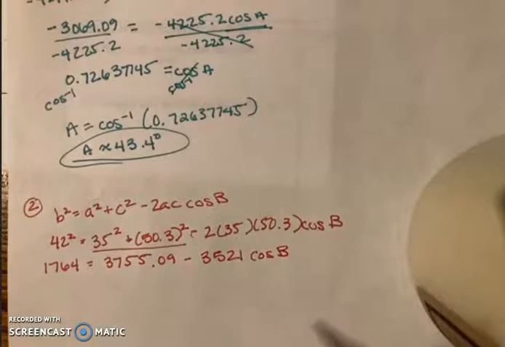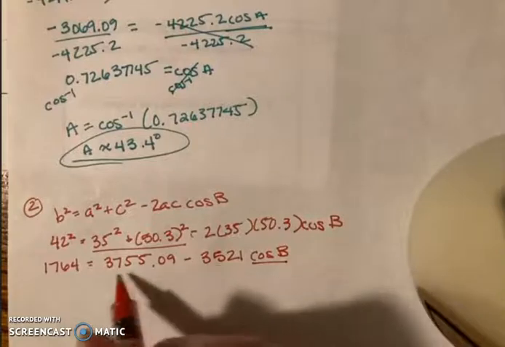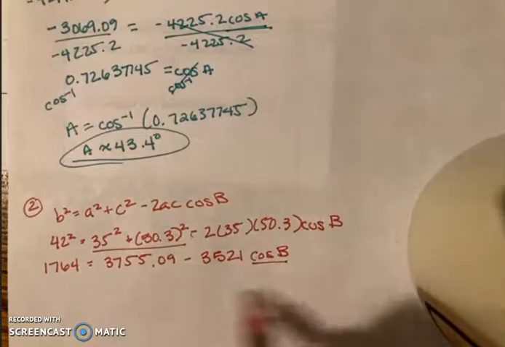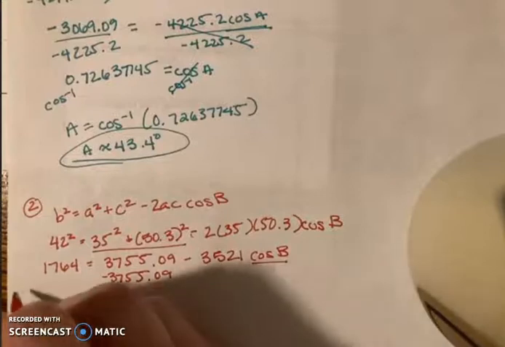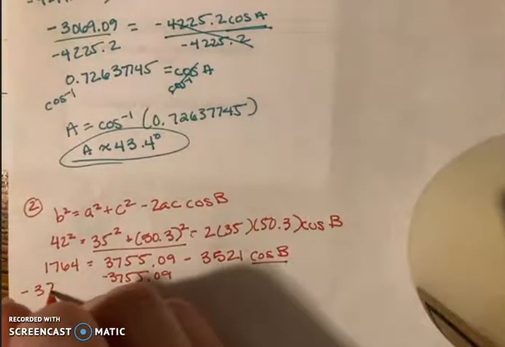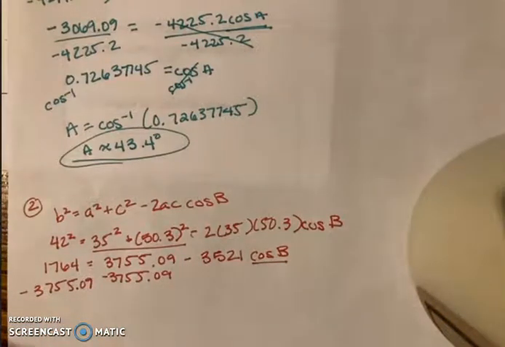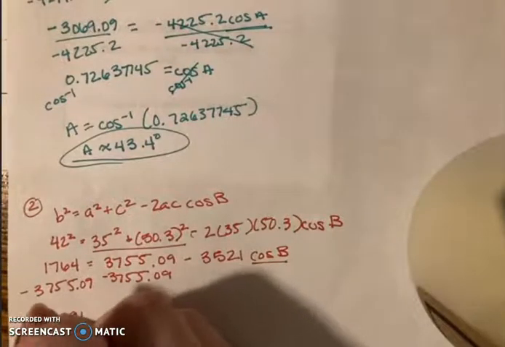And now I do want to get cosine B by itself, but I need to first move this number to the other side before I can even try to divide. So I'm just going to get rid of this right here. Opposite of addition is subtraction. Okay, so I'm just going to plug this in my calculator. Hopefully this isn't too hard for you. It's just really tedious and it takes a little while.